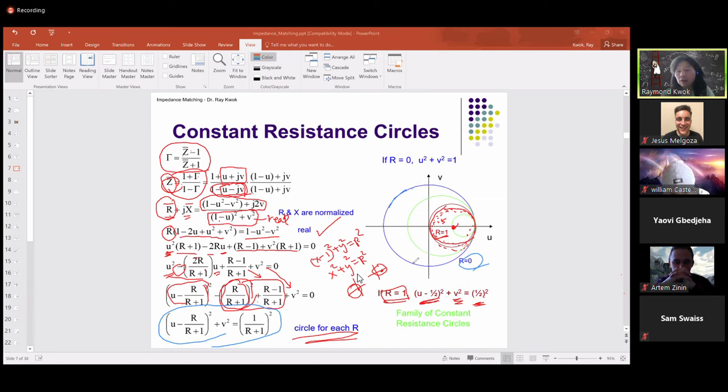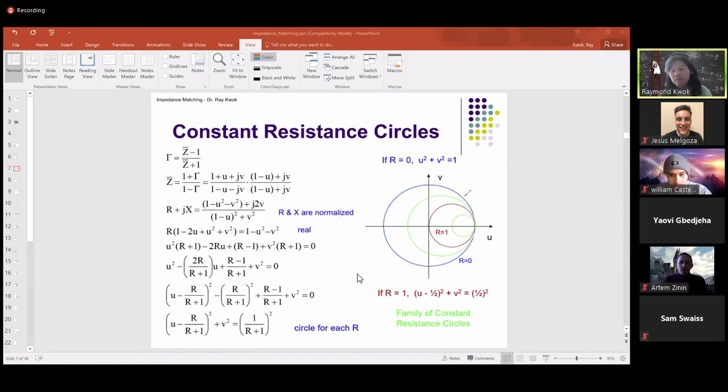Right? So this one, any point on this circle, gamma is equal to 1, R is equal to 0. Any point on this circle, R is equal to 1. This is 50 ohms. Anything in between, you can just plug in different R. So you basically get a family of circles like this in a Smith chart. Each circle here represents a different R.